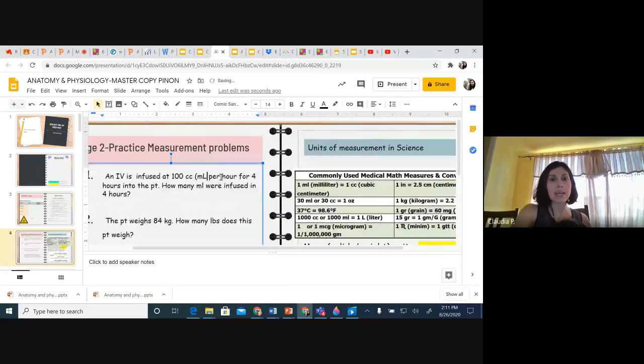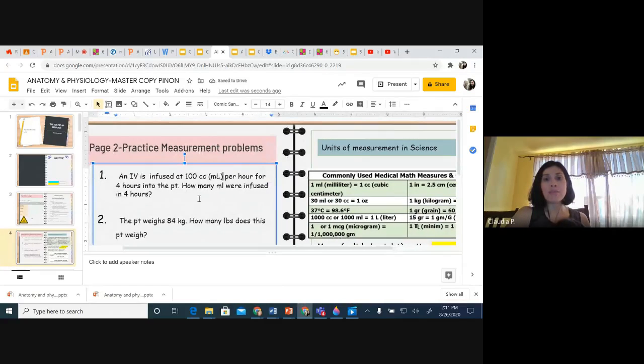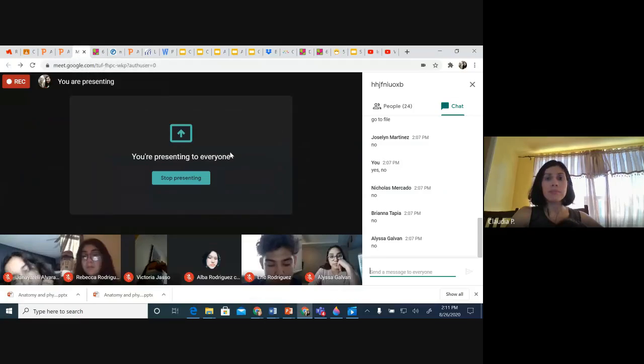So basically, an IV is put into the patient at 100 milliliters per hour. It's not a whole lot, for 4 hours. So the patient's getting these 100 every hour, right, for a total of 4 hours. How many milliliters were infused in 4 hours? So how would we solve this problem? Anybody want to chime in?